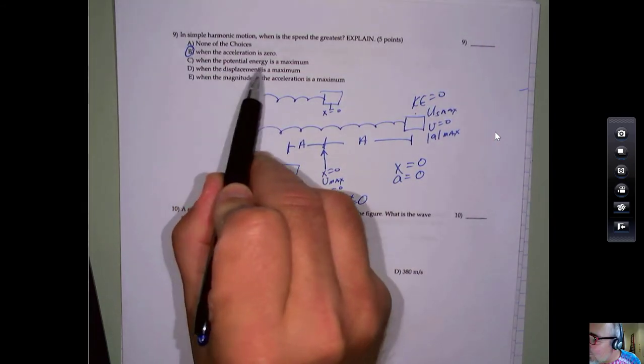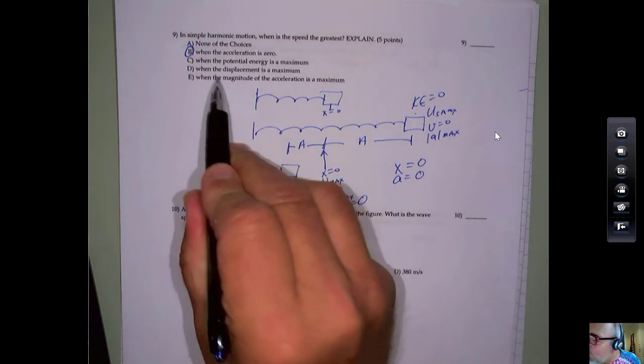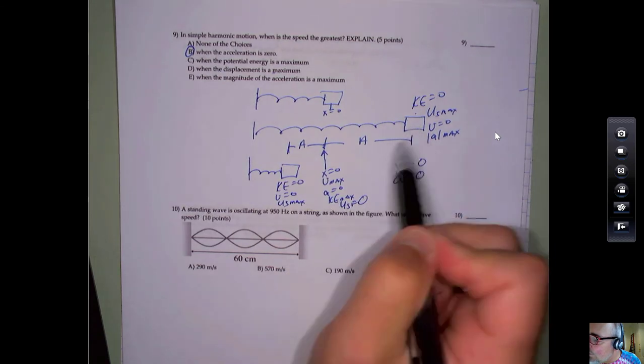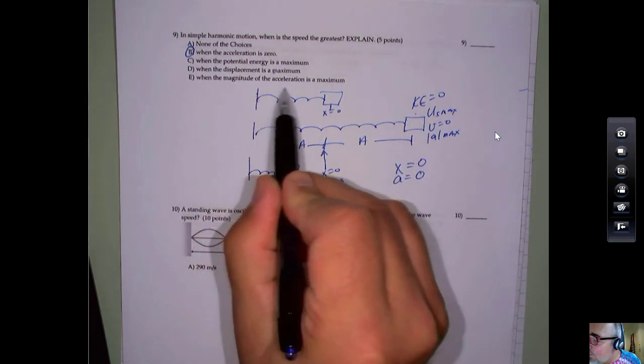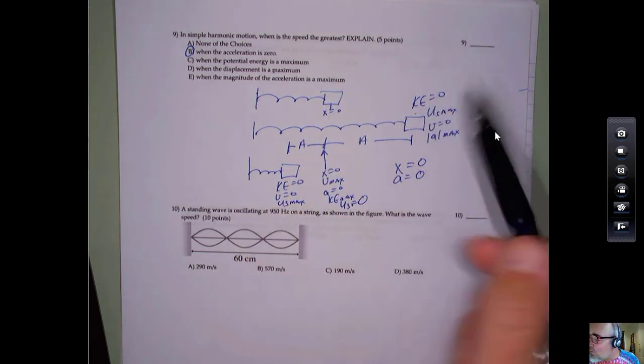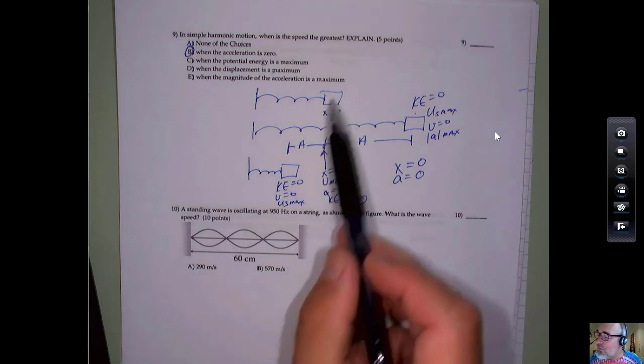When the potential energy is a maximum, okay, that's not true. This is where the potential energy is actually 0. When the displacement's a maximum, well, that's not true. This is when the displacement is 0. When the magnitude of the acceleration is a maximum, okay, that's not true either. That's these endpoints. Okay, so as far as explain goes, this picture would help out.